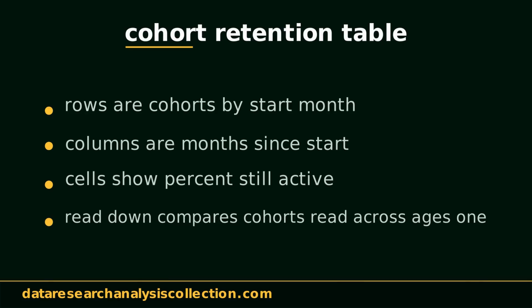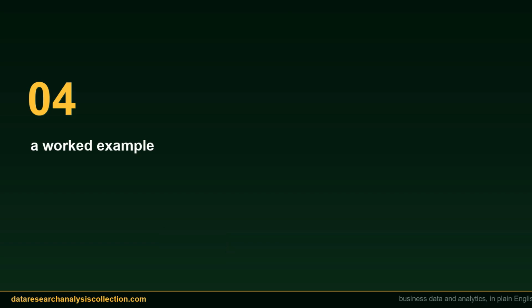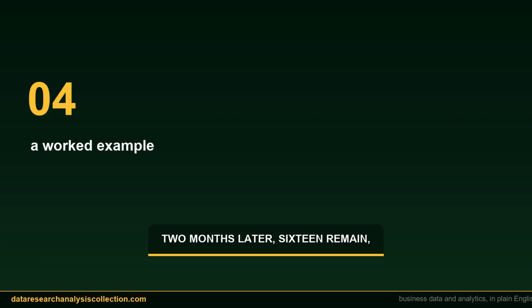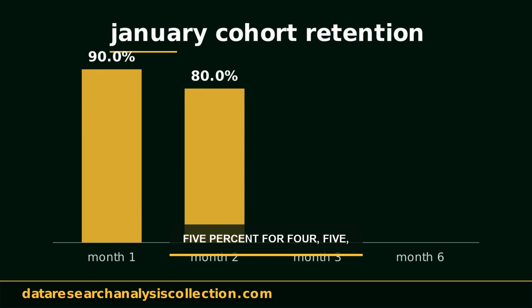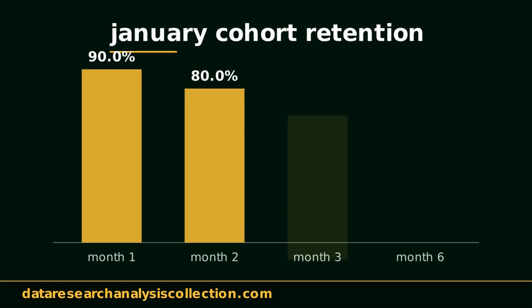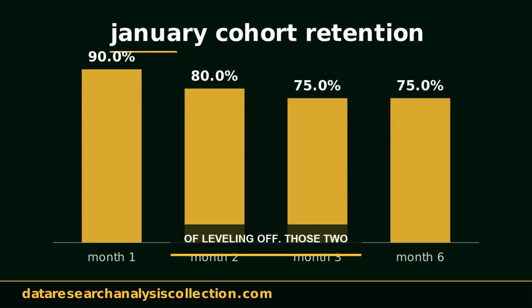A worked example, let me make this concrete. Say 20 customers join in January. 1 month later, 18 of them are still around, 90% retained. 2 months later, 16 remain, 80%. 3 months later, 15 remain, 75%, and from there it barely moves, staying near 75% for month 4, 5, and 6. Now compare that to your March cohort, also 20 customers, but by month 3 only 60% remain, and it keeps sliding instead of leveling off.